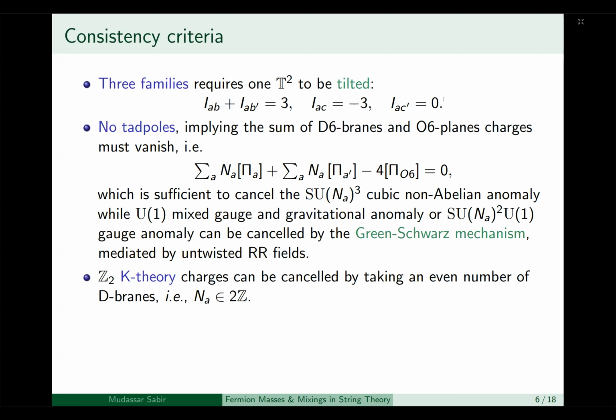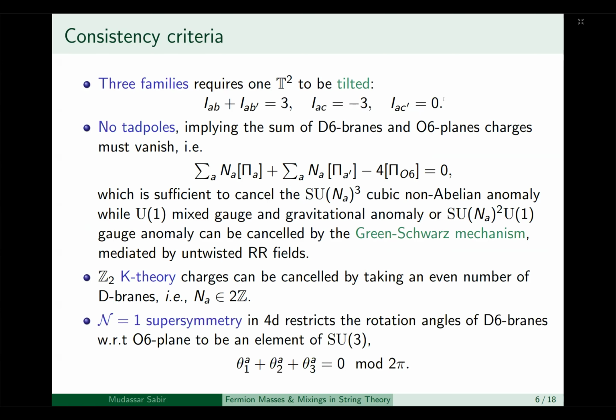Also, we have the K-theory charges must cancel, but these are really trivial in the Pati-Salam case, because the numbers of D-branes in various stacks are all even. And we want to impose N=1 supersymmetry, which restricts the D6-brane angles to be an element of SU(3). So these thetas all sum to 0 mod 2π. So these are basically the consistency criteria.